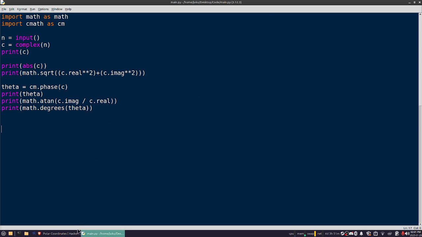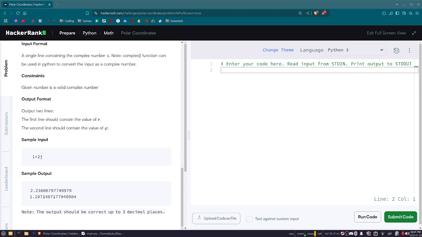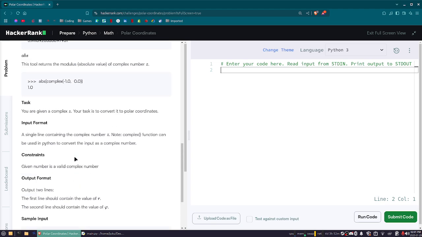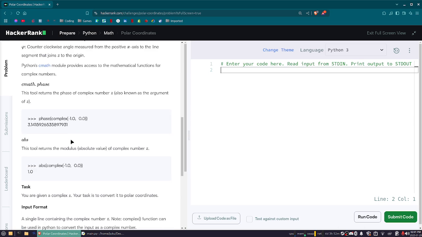And now we can just go back to HackerRank and type it in like normal. Like I said, this is not a complex problem because it's still an easy problem, but it's just kind of explaining complex numbers and polar coordinates and all those kinds of things. In a future video, I will have another video that explains complex numbers in a bit more detail.